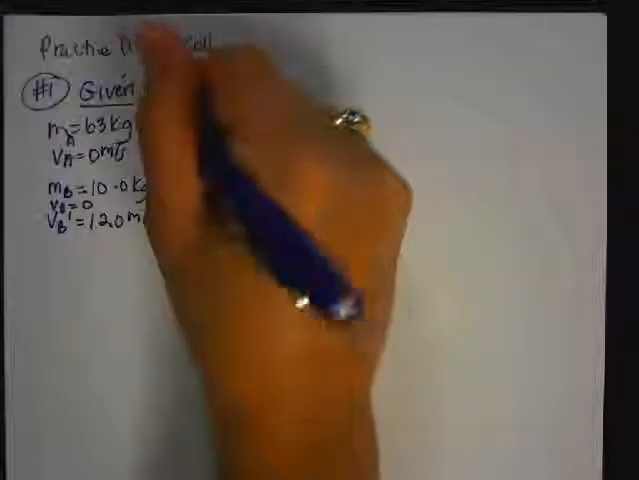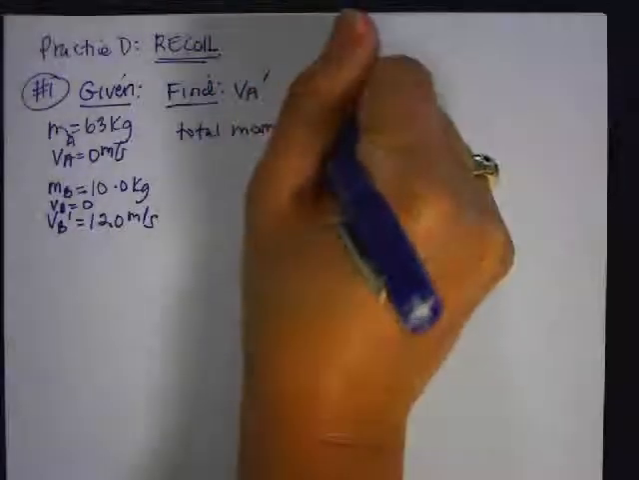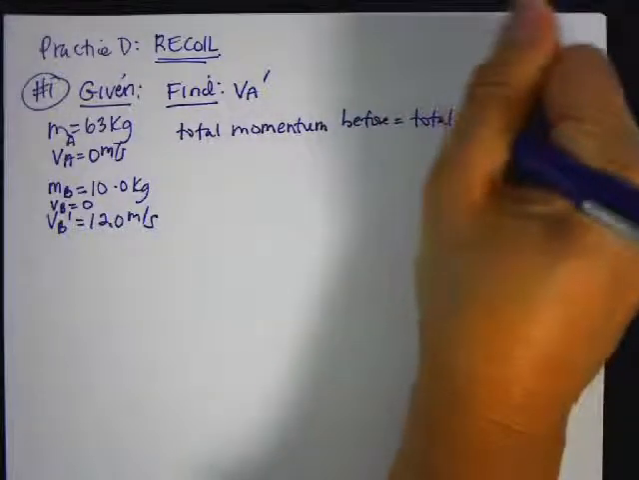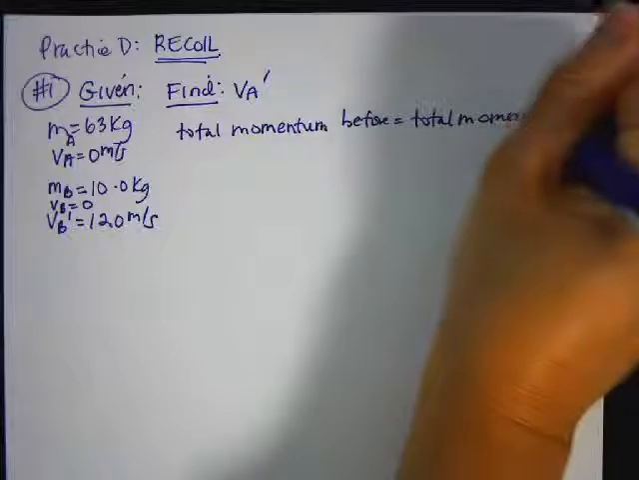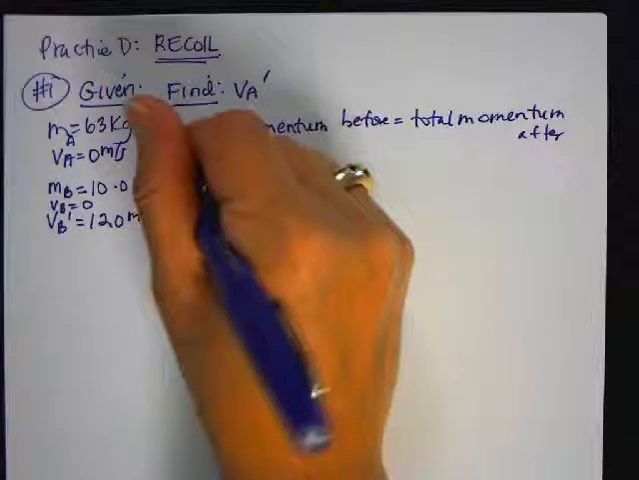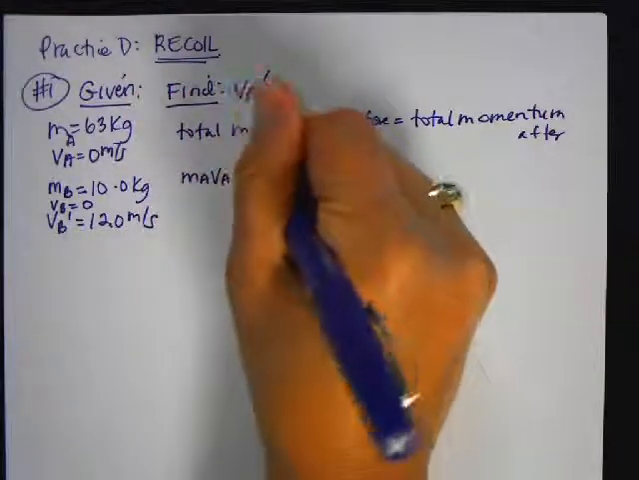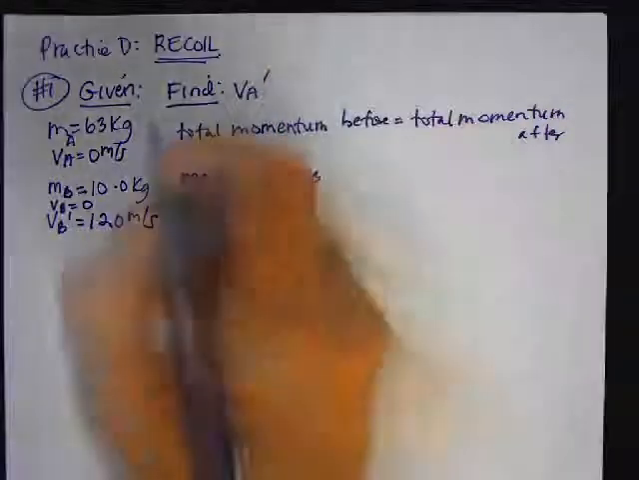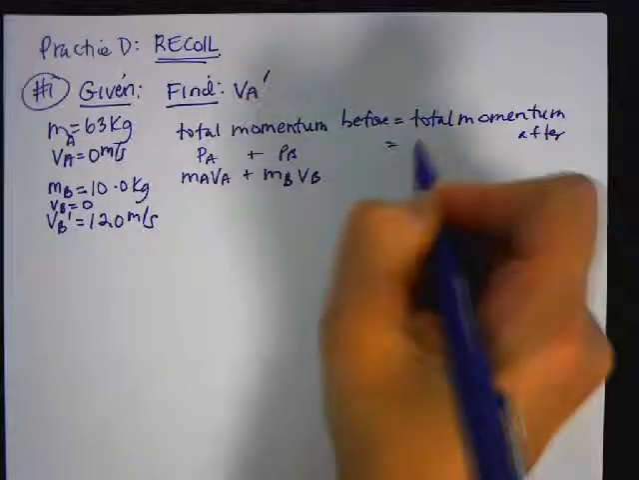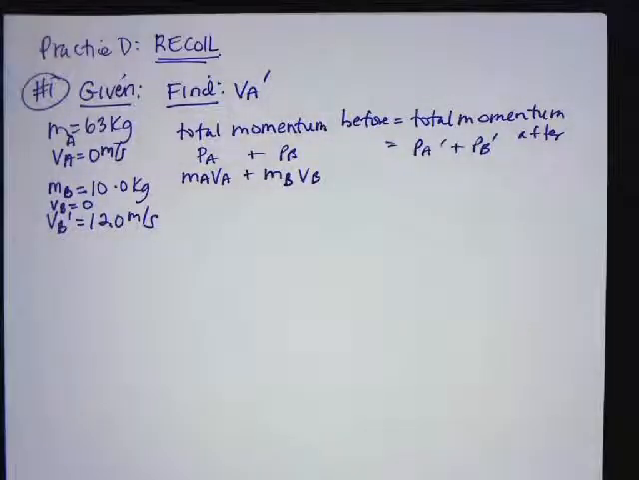So conservation of momentum says the total momentum before is equal to the total momentum after. The total momentum before is going to be MA VA plus MB VB. And if you want, go ahead and say PA plus PB is equal to PA prime plus PB prime. If you want to write that step out, there's nothing wrong with that.